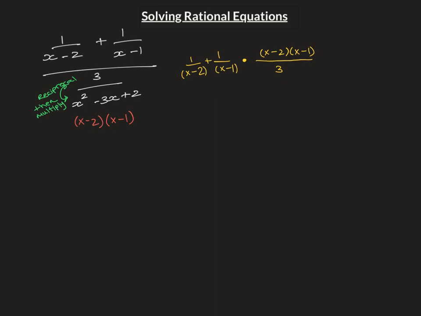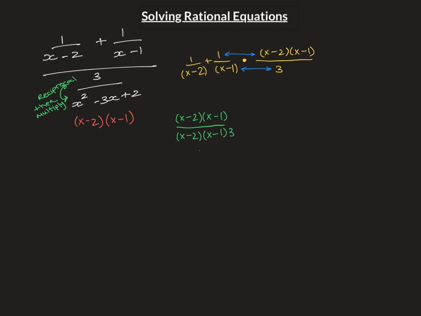Now, what we need to do next is just multiply across, because when you're multiplying, it's just straight across. So now let's set up our next equation. Next equation would be x minus 2 times x minus 1 over x minus 2 times x minus 1 times 3.